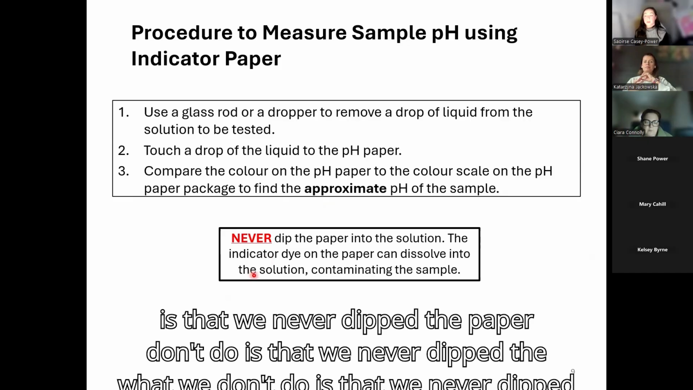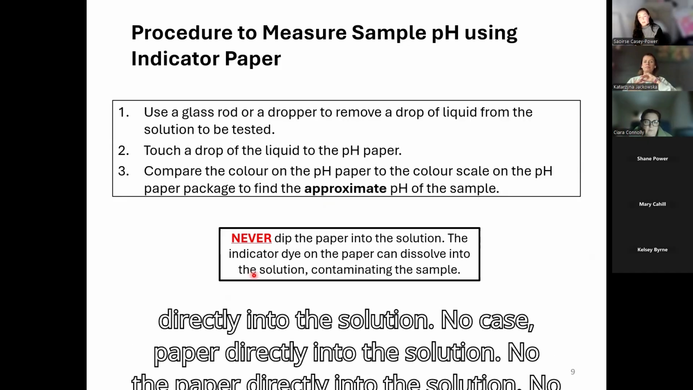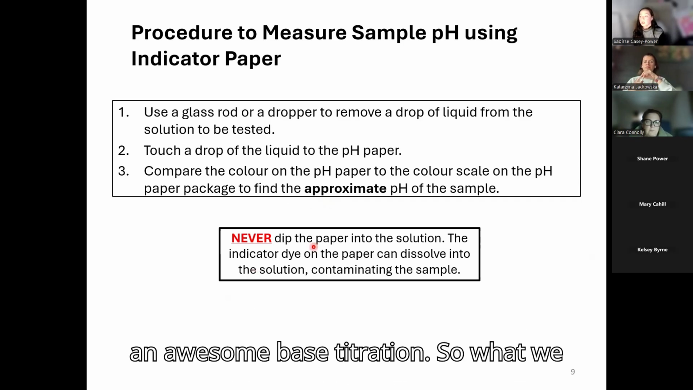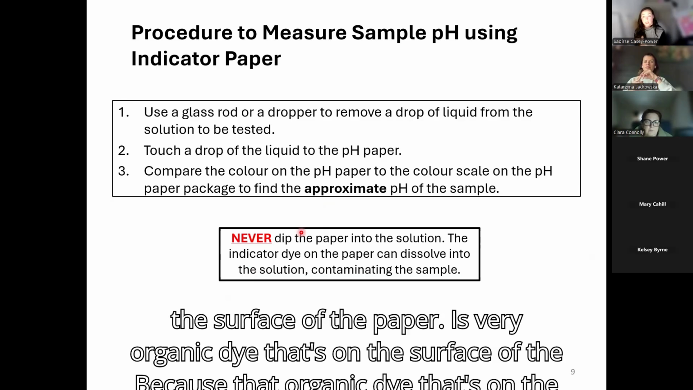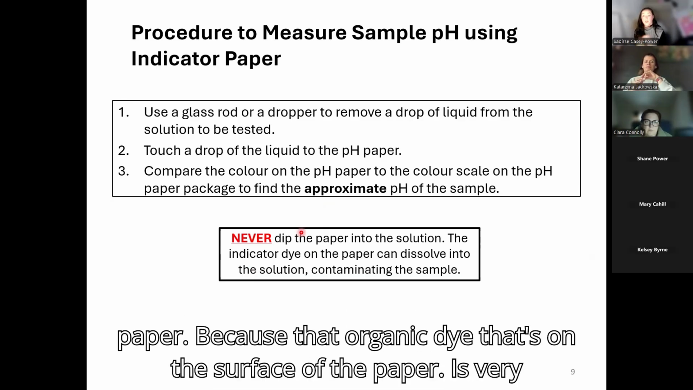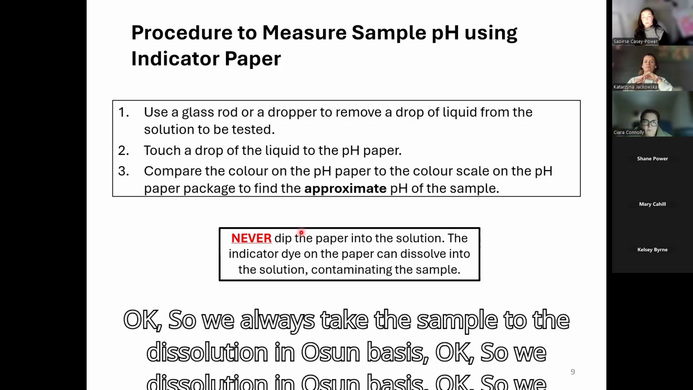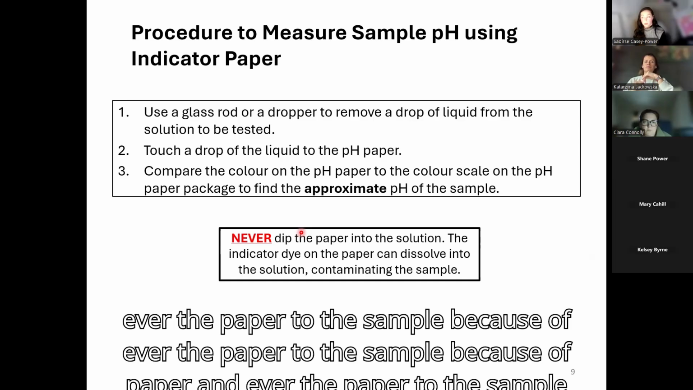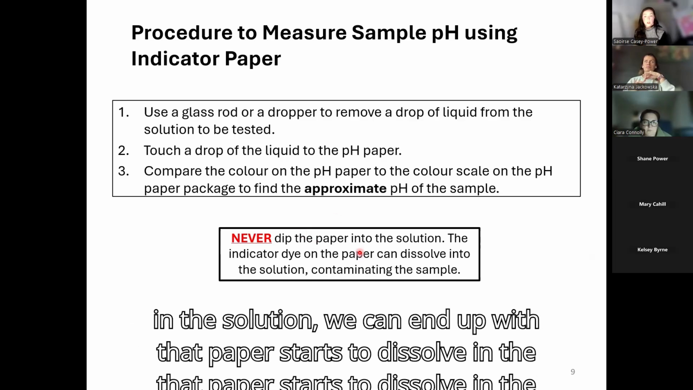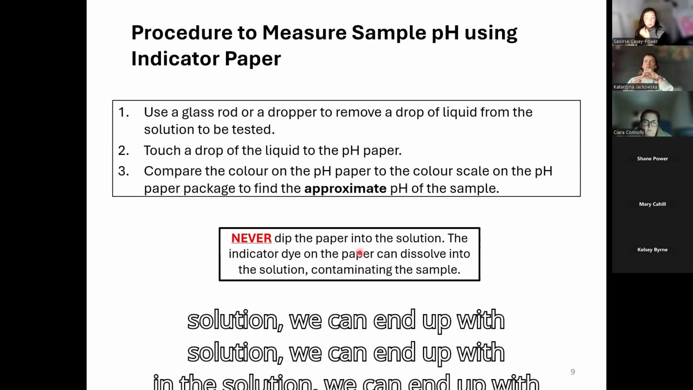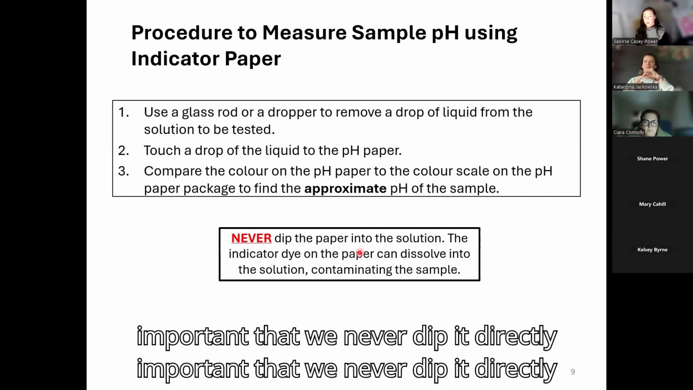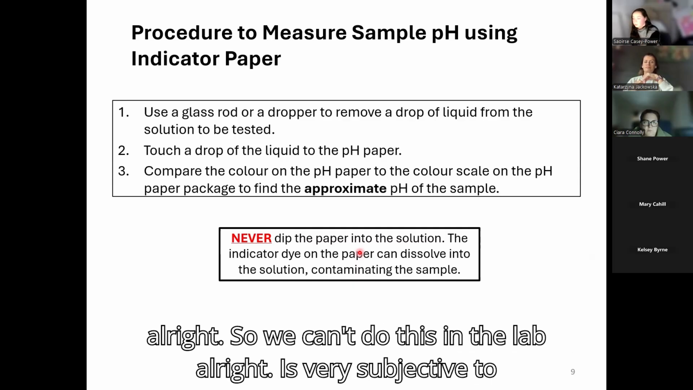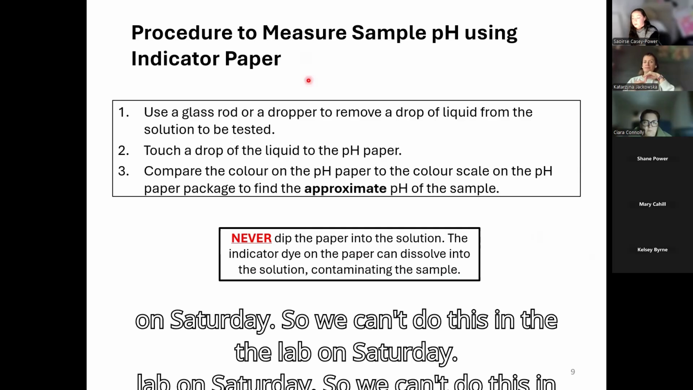So what we don't do is that we never dip the paper directly into the solution. Particularly if it's going to be used for an acid and base titration, because that organic dye on the surface of the paper is very susceptible to dissolution in acids and bases. So we always take the sample to the paper and never the paper to the sample, because if that paper starts to dissolve in the solution, we can end up with contamination. So very, very important that we never dip it directly in. We take the sample to the paper. All right, so we can do this in the lab on Saturday.